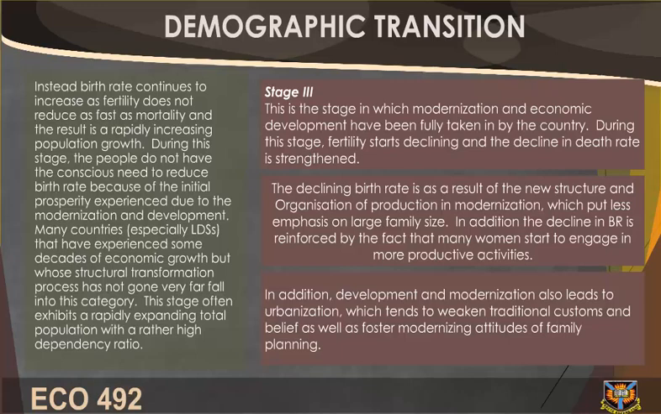Stage 3. This is a stage in which modernization and economic development are fully taken in by the country. During this stage, fertility starts declining and the decline in death rate is strengthening. The declining birth rate is as a result of the new structure and organization of production in modernization, which puts less emphasis on large family size. In addition, the decline in BR is reinforced by the fact that many women start to engage in more productive activities. In addition, development and modernization also leads to urbanization, which tends to weaken traditional customs and beliefs as well as foster modernizing attitudes on family planning.